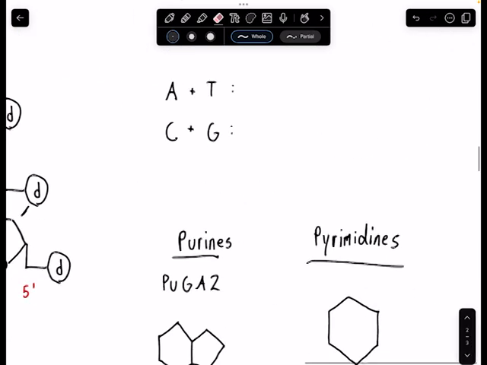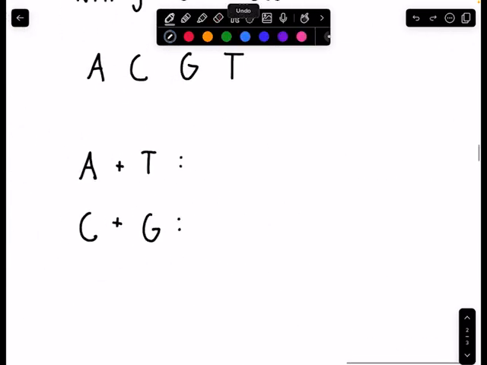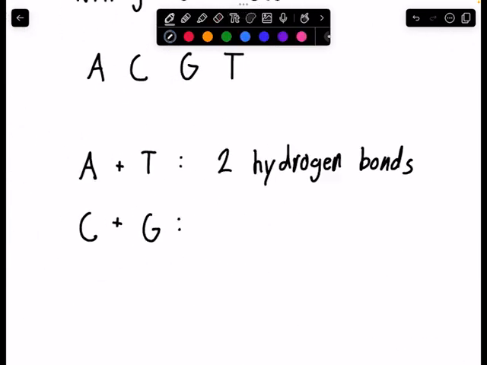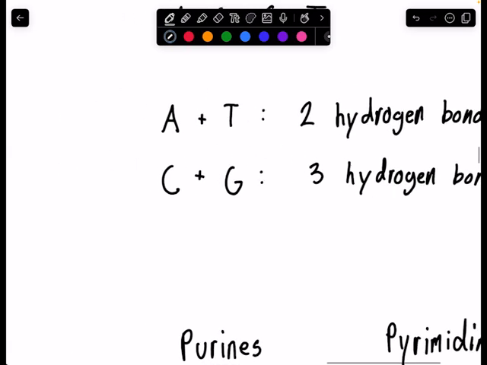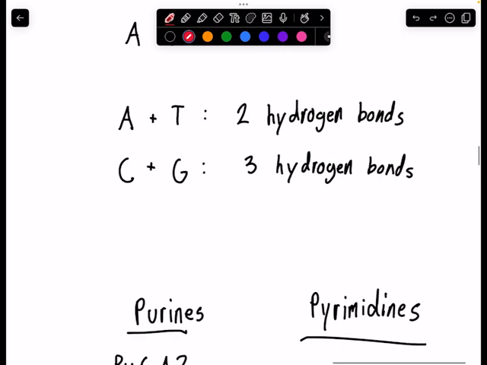So how many do these make? Well, A and T make 2 hydrogen bonds, and C and G make 3 hydrogen bonds. To remember, C and G rhyme with 3, and I like to think A and T both take 2 strokes to draw. Whether it's A, it's 1, 2, and T, 1, 2. That helps me remember, but really, whatever makes it work.